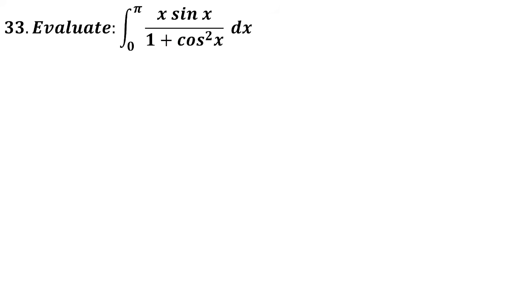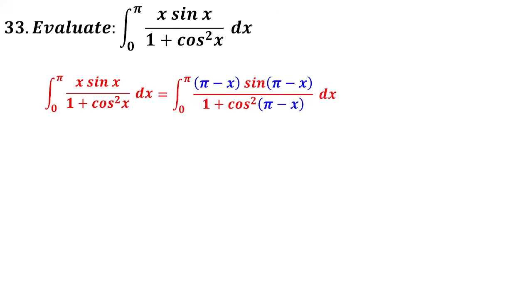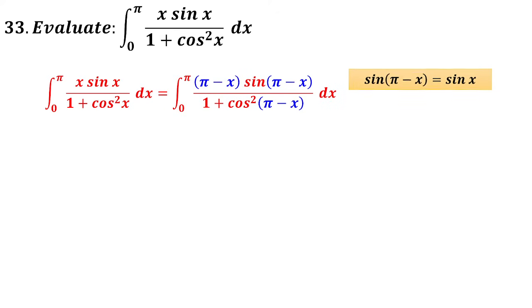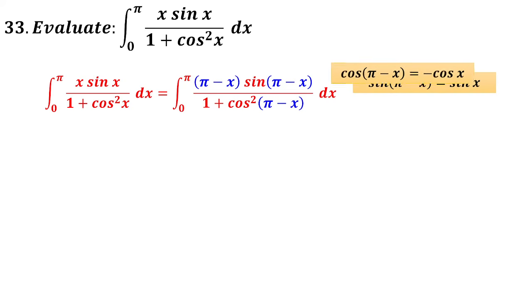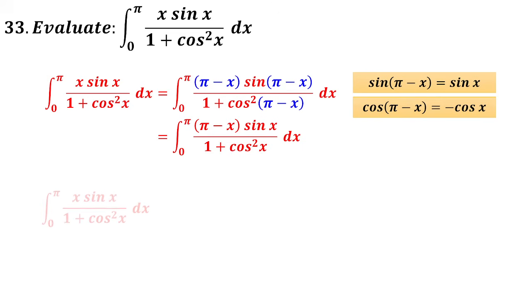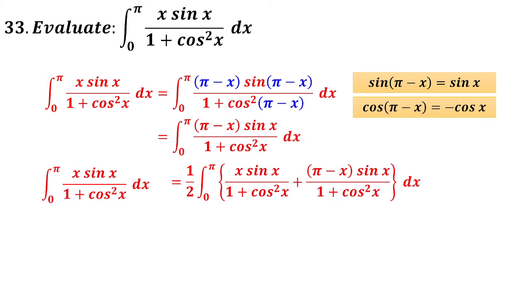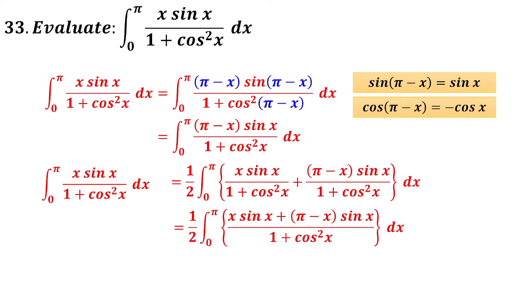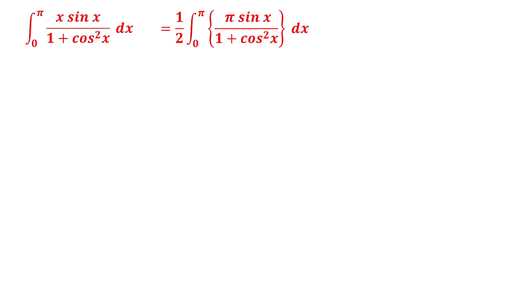Let us move on to question number 33. Once again, this is a question from properties of definite integral. Replace x by pi minus x. I already told you when you do it, denominator should not change. Cos pi minus x is minus cos x, but there is a square. Therefore, you will get back the same thing. You add them. Each integral is equal to half into sum of the two integral. When you add it, you are getting pi sin x by 1 plus cos square.